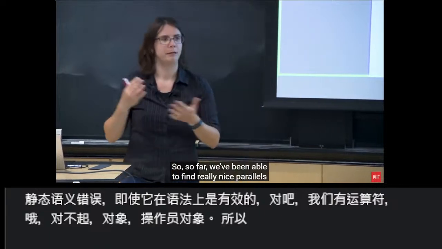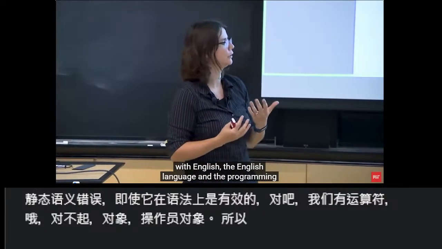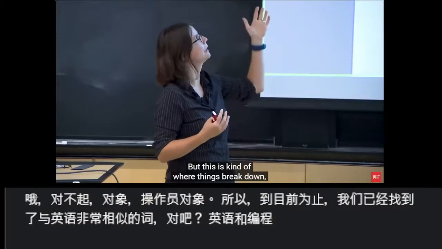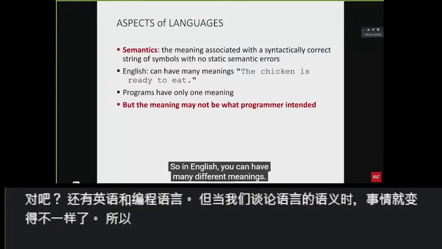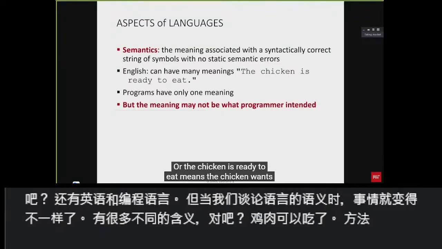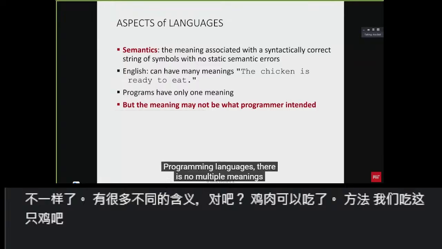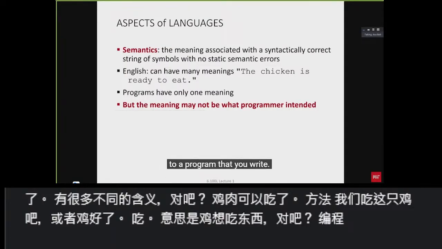So far we've been able to find really nice parallels between the English language and the programming languages, but this is where things break down when we talk about the semantics of a language. In English, you can have many different meanings, right? The chicken is ready to eat means, let's eat this chicken. Or the chicken is ready to eat means the chicken wants to eat something, right? In programming languages, there are no multiple meanings to a program that you write.